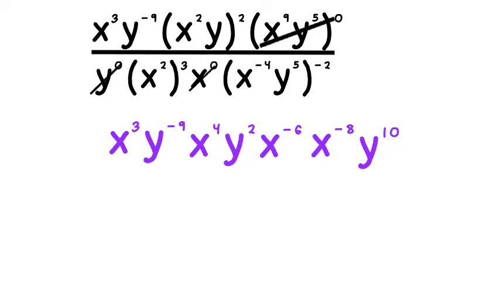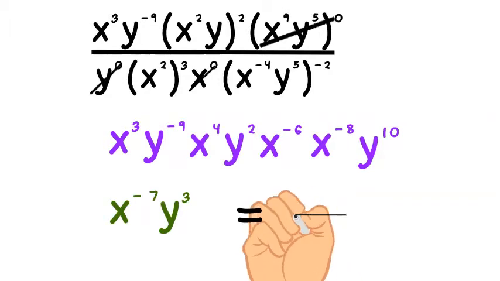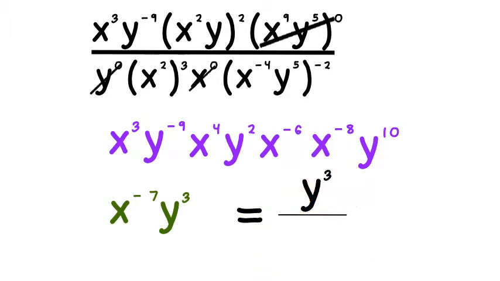Now we combine like terms by adding the exponents. So x to the 3rd, x to the 4th, x to the negative 6, and x to the negative 8 give us x to the negative 7. And y to the negative 9, y squared, and y to the 10th give us y to the 3rd. And then putting the negative exponents in the denominator, we get y to the 3rd over x to the 7th.